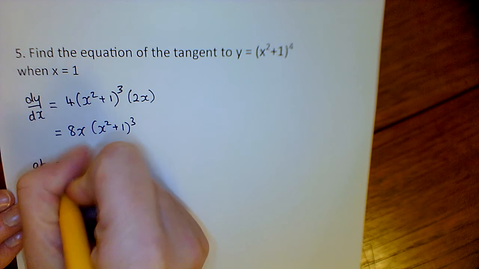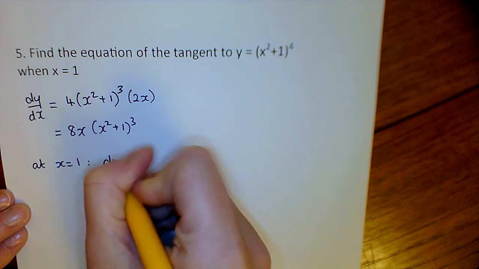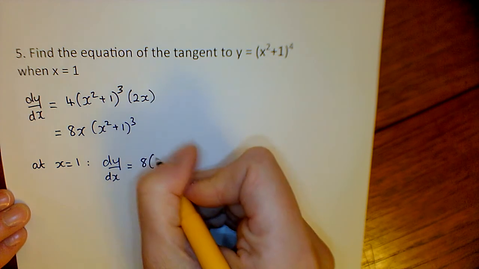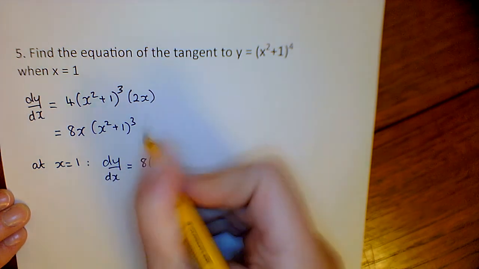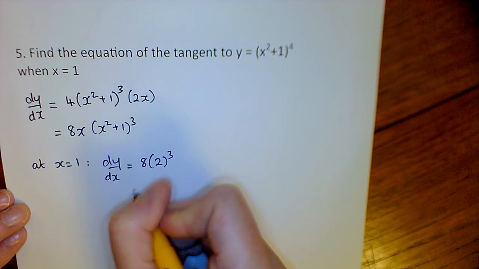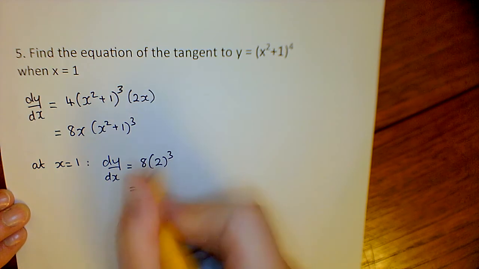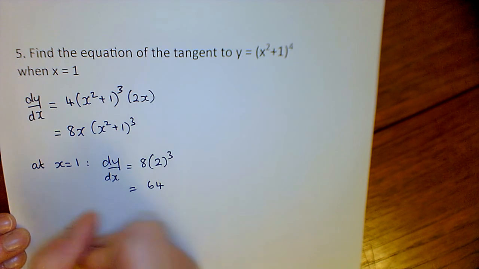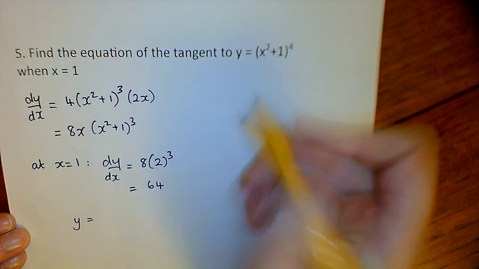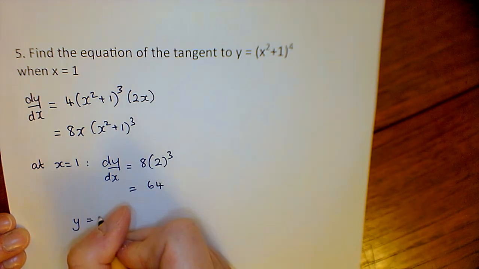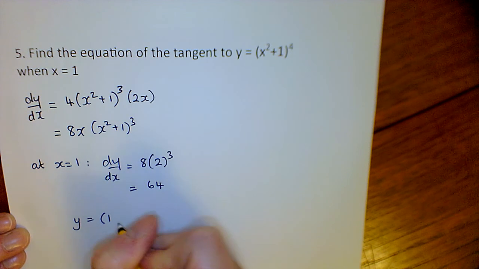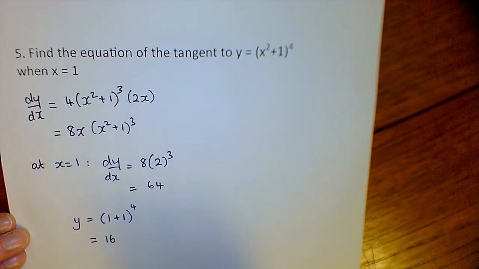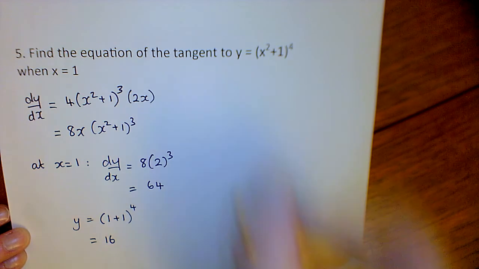So at x equal 1 then, dy by dx is going to be 8 upon 1 squared plus 1, so it's 2 cubed. So that's 8 times 8, which is 64. We also need to find our y value. So put that into our original equation. So it's x squared, which is 1 plus 1. So that gives us 2 to the power of 4. Will give us 16.